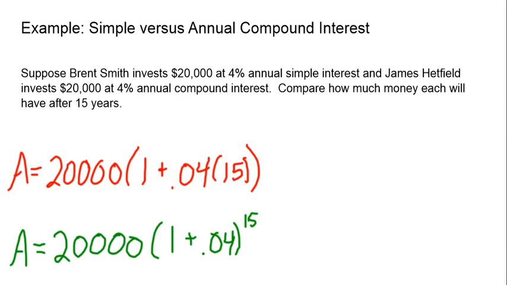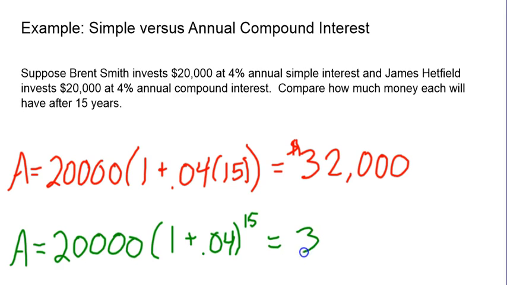If we plug this in on a calculator, we get 32,000 for Brent Smith. And if we plug this one in, we get 36,018 and 87 cents. Okay, so you can see after 15 years, over $4,000 more just by using annual compound interest versus simple interest.